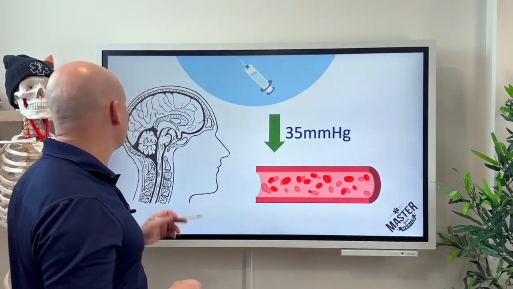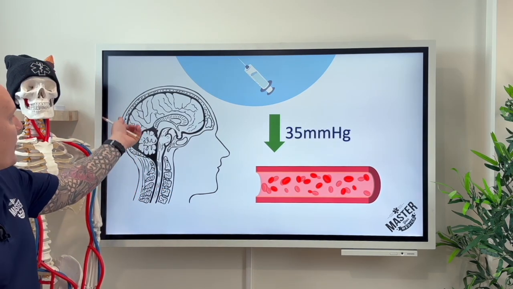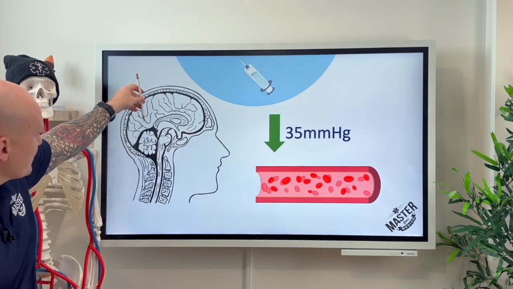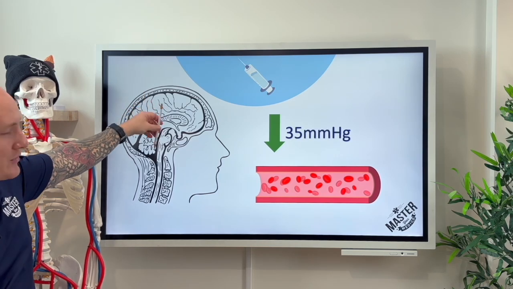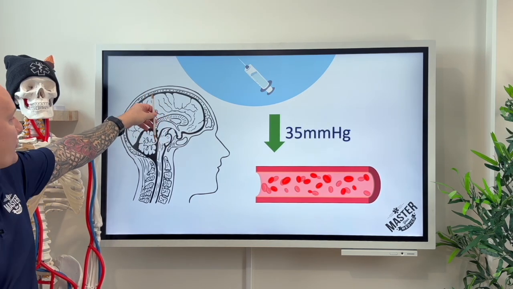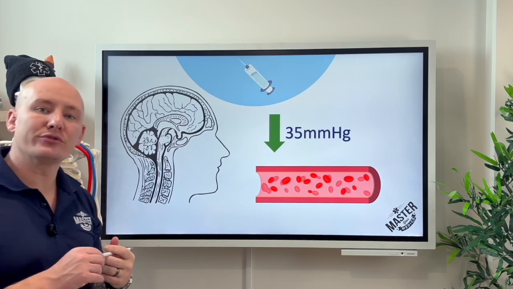And that's all due to this portion of the brain. Because the ICP is getting so high, it's actually pushing the brainstem through the foramen magnum, like so. And so it's pushing it all down, causing those symptoms to occur.